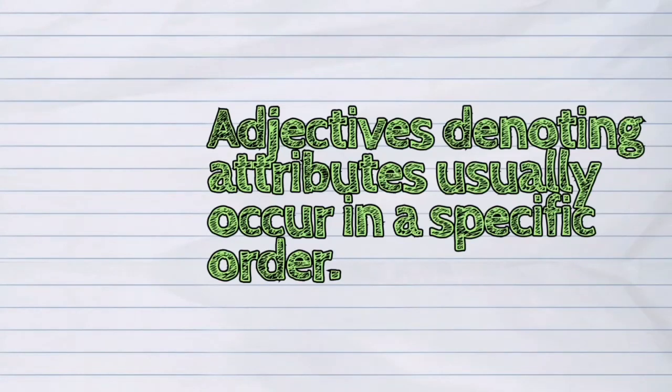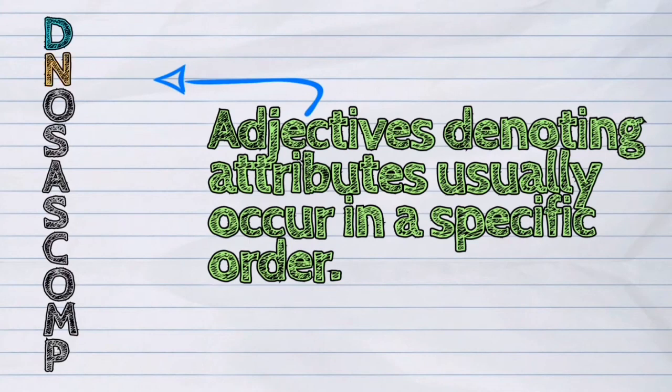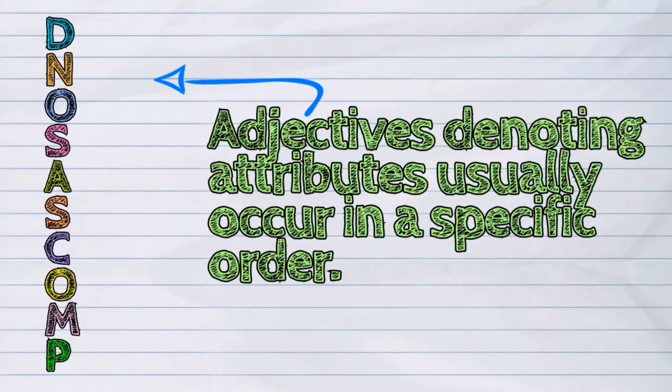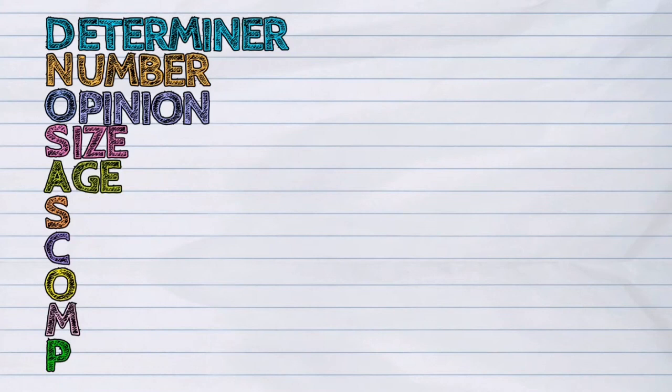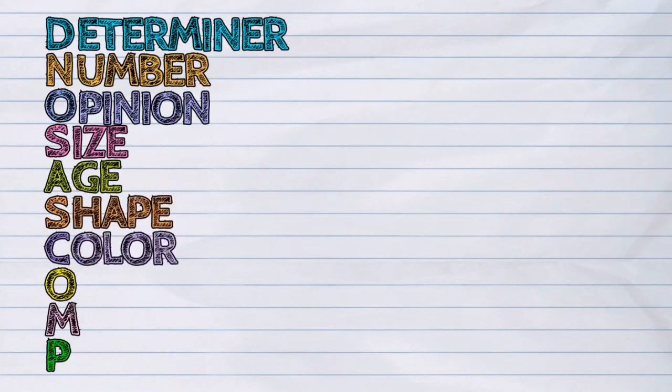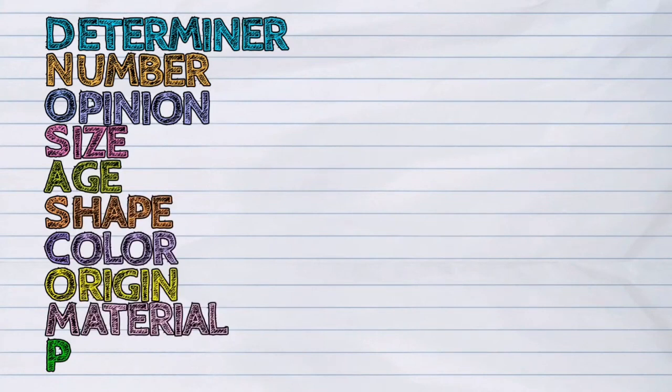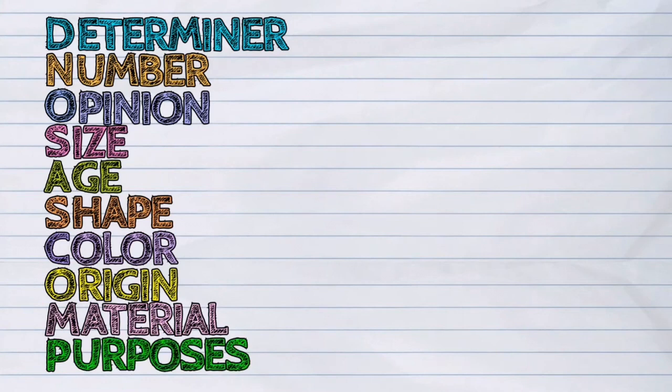What is the order of adjectives? Adjectives denoting attributes usually occur in a specific order. Generally, the adjective order in English is determiner, number, opinion, size, age, shape, color, origin, material, and purposes.